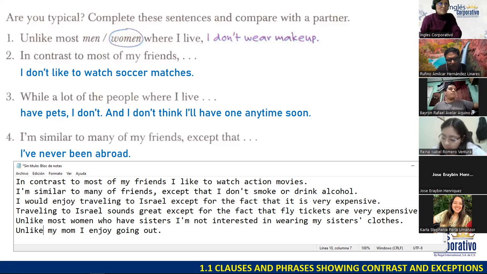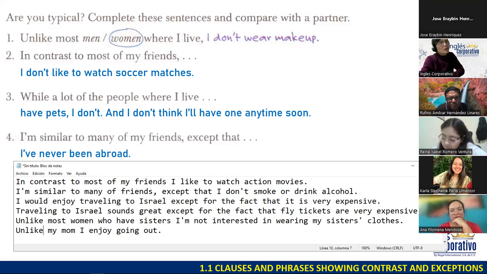Okay, very good. Anyone else? ¿Alguien más, chicos? José?